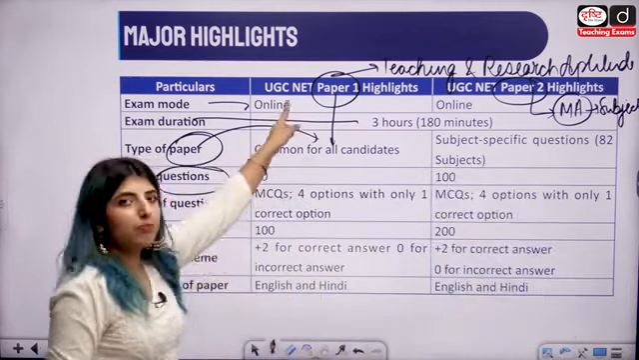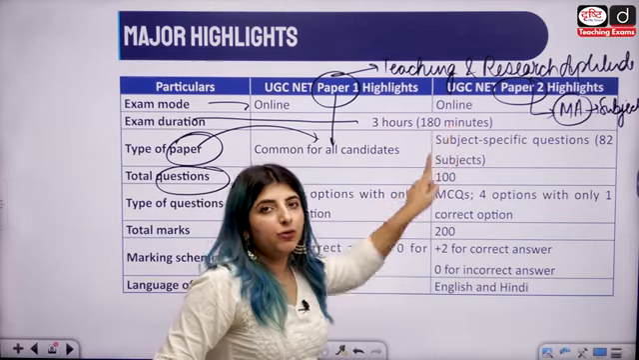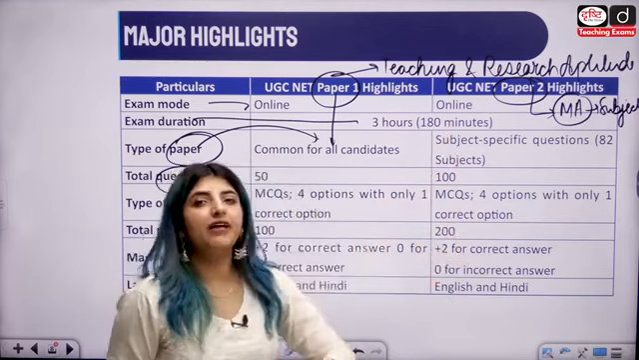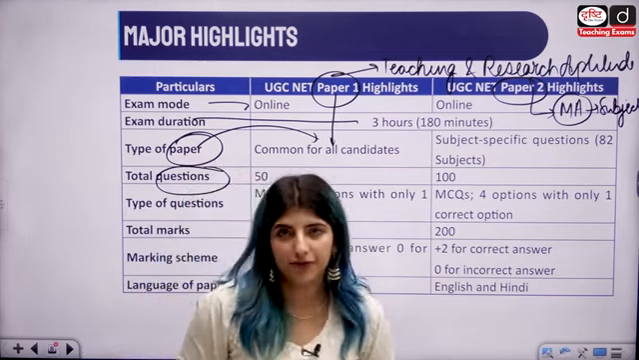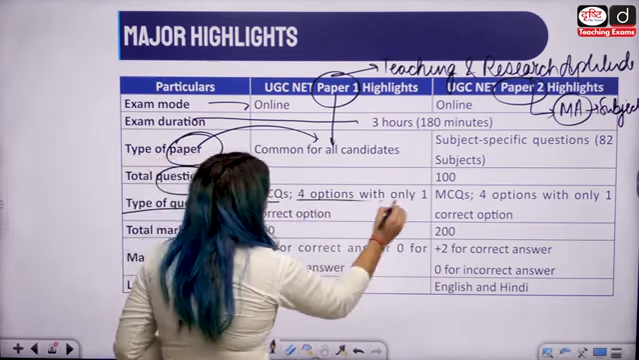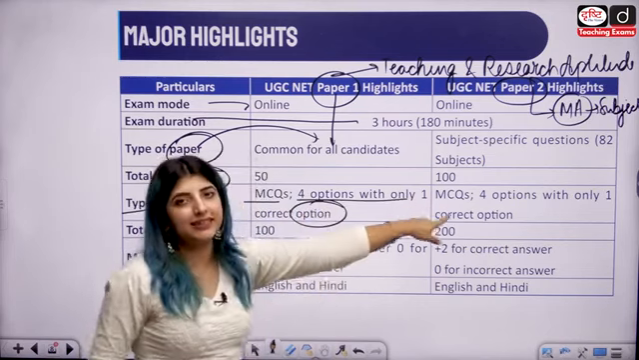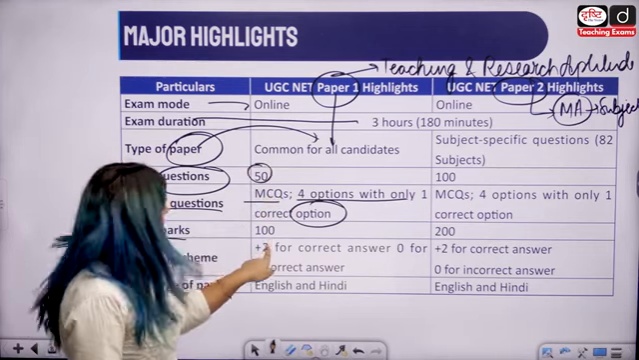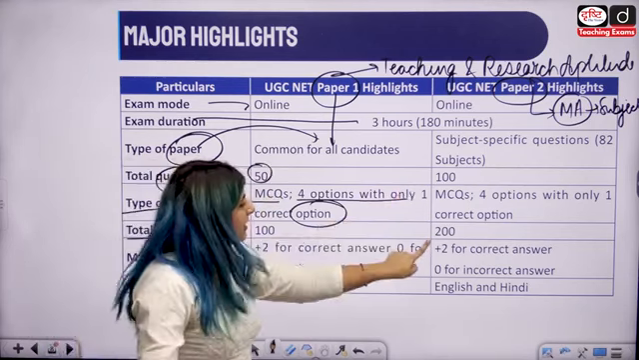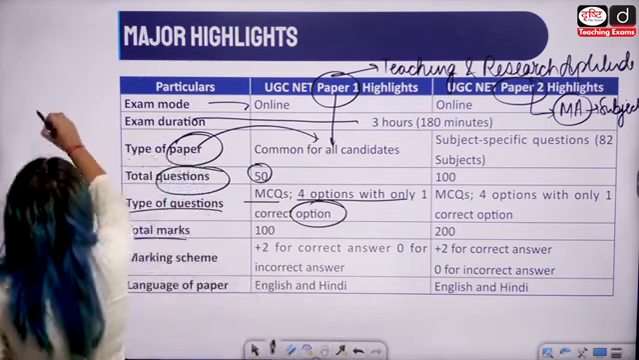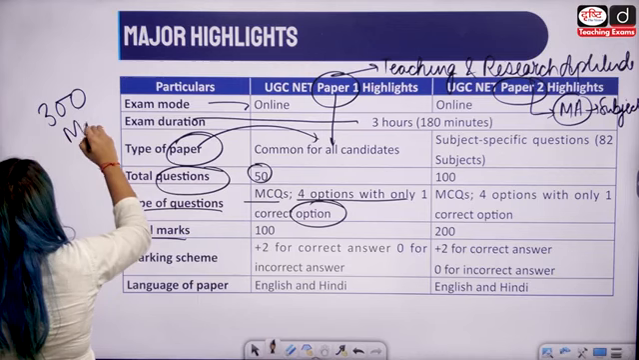Total questions for paper 1, 50. For paper 2, 100 questions, because they want to know the knowledge that you have gained in your particular subject of master. Types of questions, MCQs, 4 options with only 1 correct option. Same is the case with paper 2. Total marks, 50 questions multiplied by 2 is 100. 100 questions multiplied by 2 is 200. So the entire paper is of 300 marks, so to say.